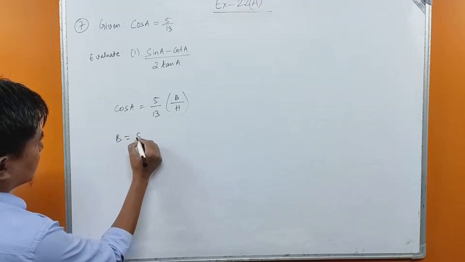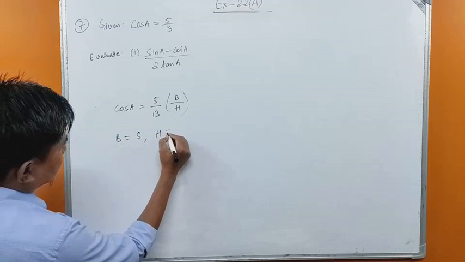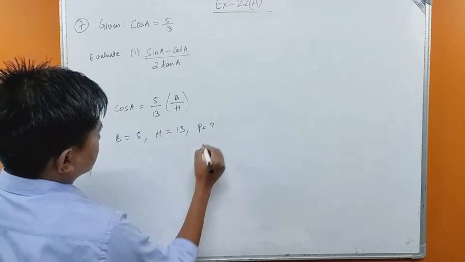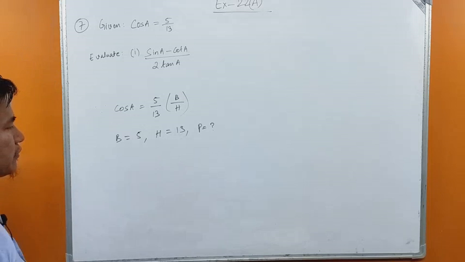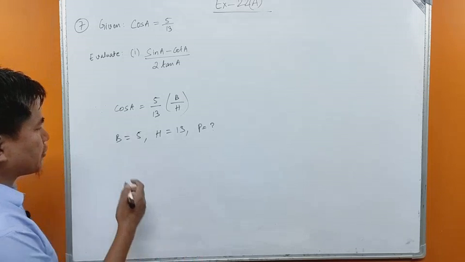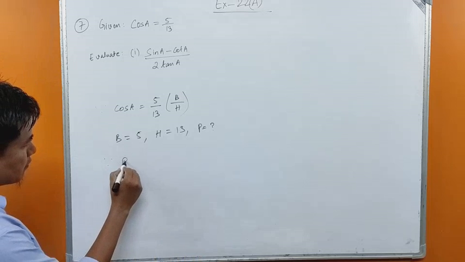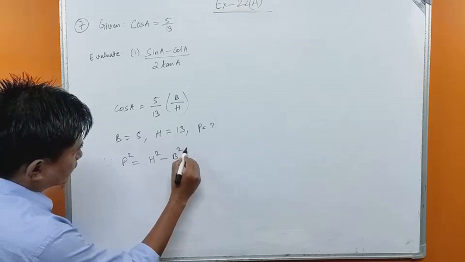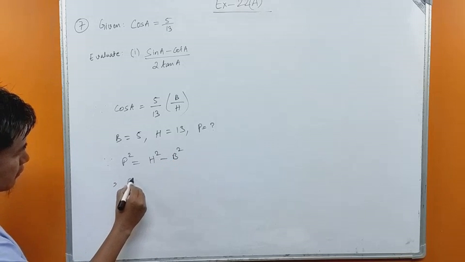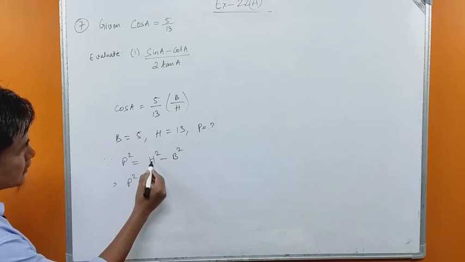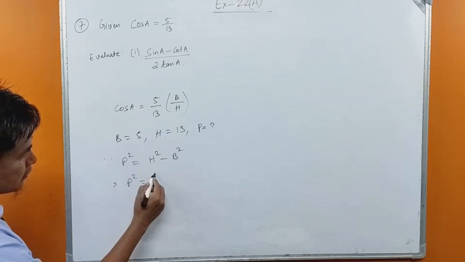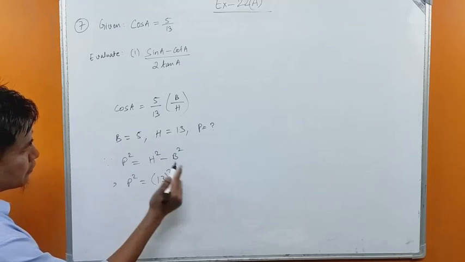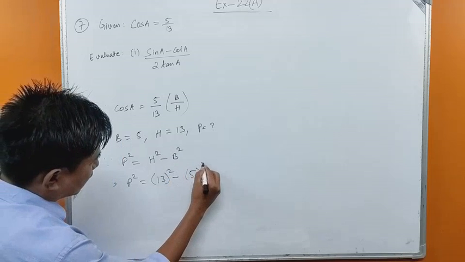So we have base as 5 and hypotenuse as 13. So we don't have perpendicular. Perpendicular equals question mark. So let us find the perpendicular by using Pythagoras theorem. Since perpendicular square equals hypotenuse square minus base square, isn't it? Perpendicular square equals, what is h? H is given to us, 13. So 13 square minus what is base? Base is 5, 5 squared.